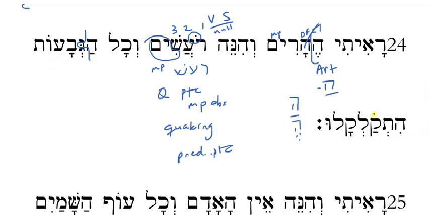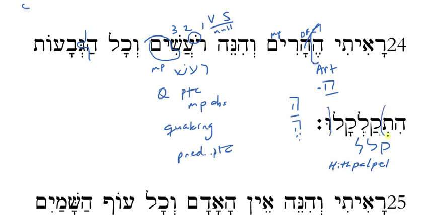hithkalkalu. Hithkalkalu. Now I parsed this for you in the answer key. Now, what do we have here? This is the verb kalal, and it is in a rare stem that we have not covered and will not cover in Hebrew 1. It's something that you'll pick up in subsequent Hebrew courses if you continue to do Hebrew coursework. This is called a hithpalpel, and it's basically a kind of hithpael. All right? Do you see the hith prefix here?